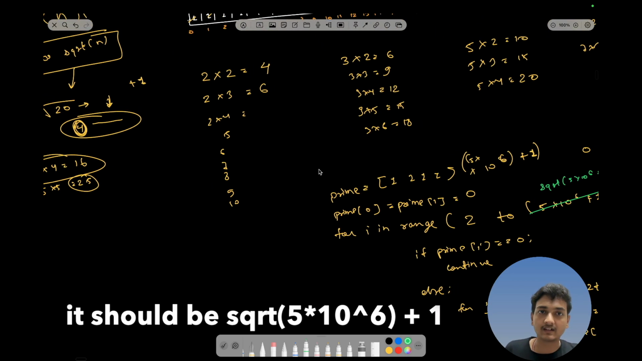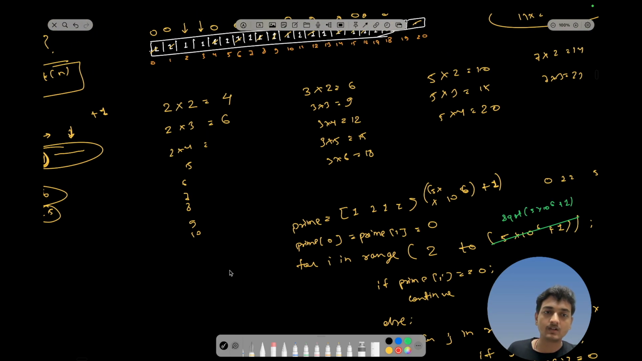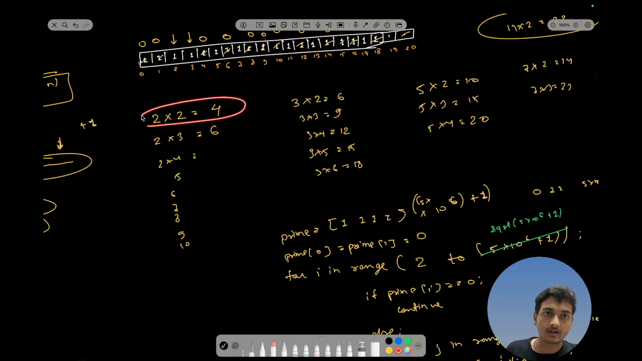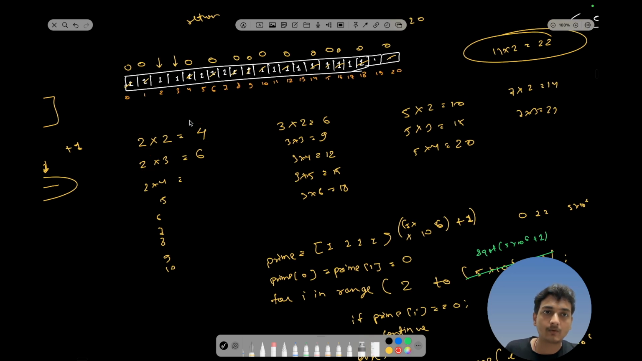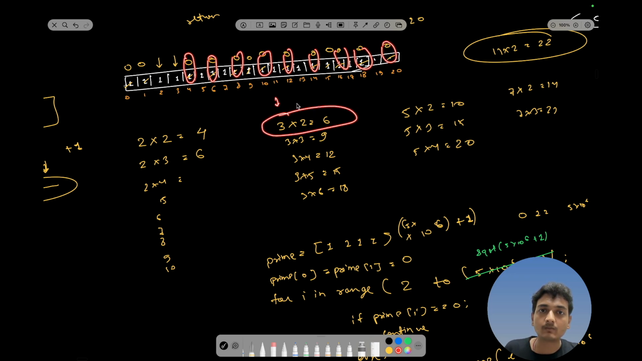Okay, the next optimization. Here, see, 2 into 2 equal to 4, 2 into 3 equal to 6. Look at all the numbers I changed here. Now when I reached 3 and started again from 3 into 2, I went here, and this was already marked as 0. So I know one thing: okay, let's move on.